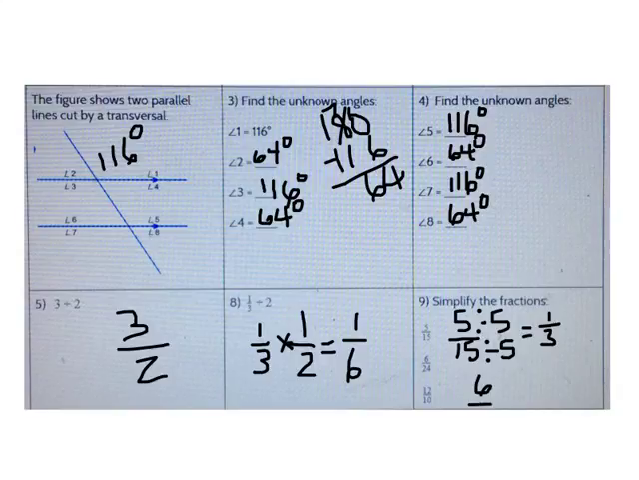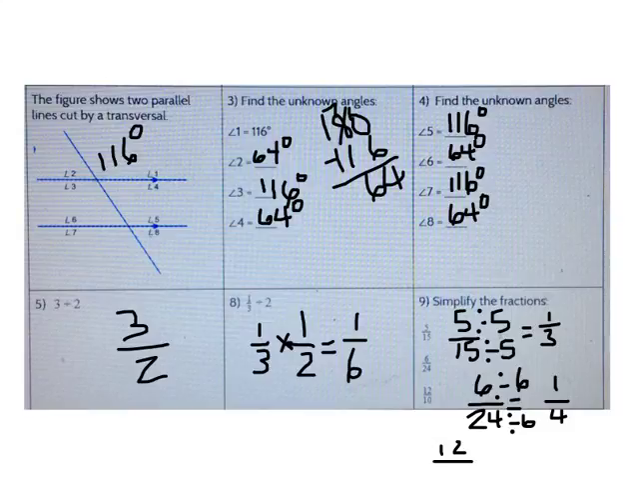What's the greatest common factor of 6 and 24? It's 6. When I simplify this fraction, what's the result? It's 1/4. What's the greatest common factor of 12 and 10? It's 2. When I simplify this fraction, what's the result? It's 6 over 5. We'll use that today as we're finding scale factor in figures that have been dilated.